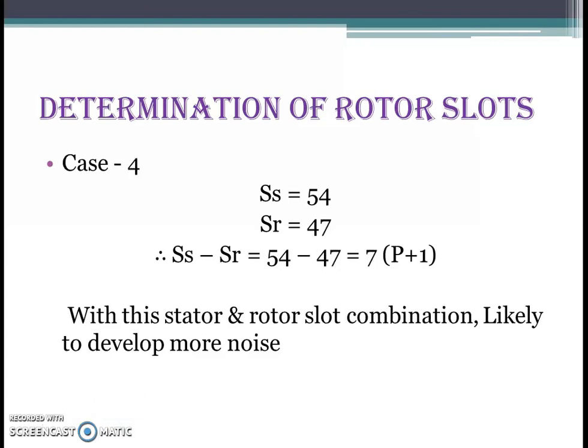Now let us take case number 4. Stator slots, that is 54. Rotor slots, now consider 47. So the difference of stator and rotor slots, that is 54 minus 47, is equal to 7. And 7, we know, is P plus 1. P is our number of poles, that is 6. So 6 plus 1, that is 7. So with the P plus 1 combination, it is likely to develop, again, more noise. So this combination should also be avoided.